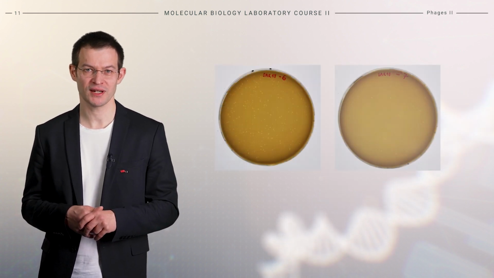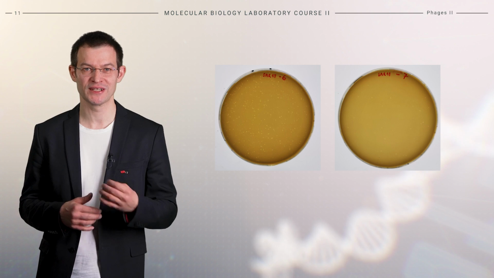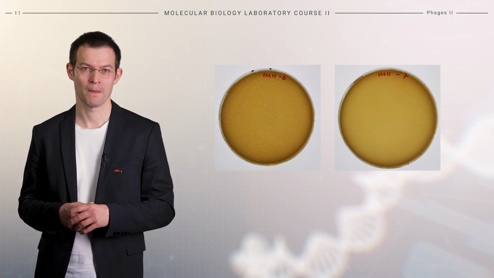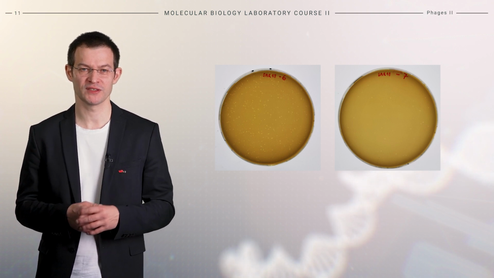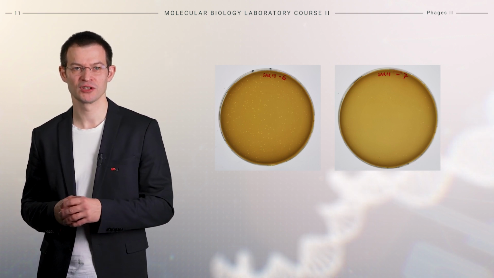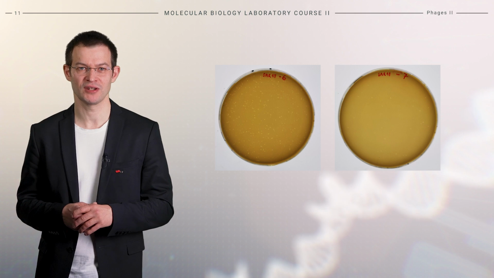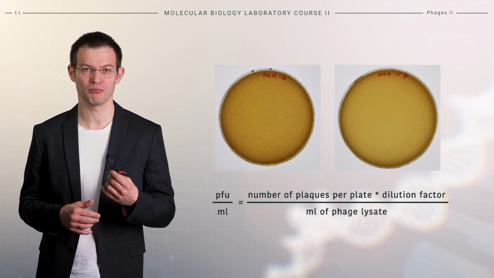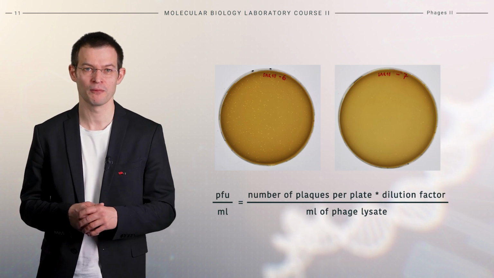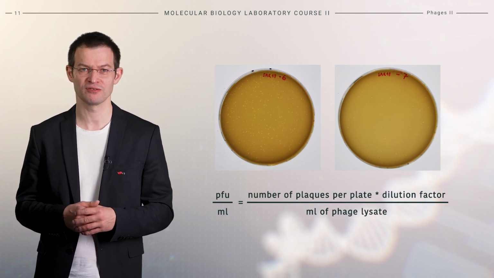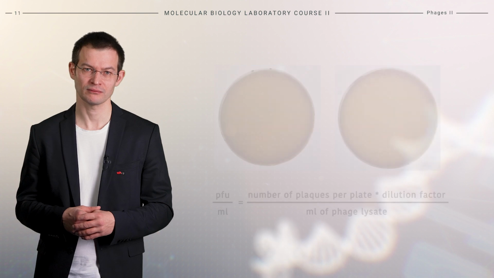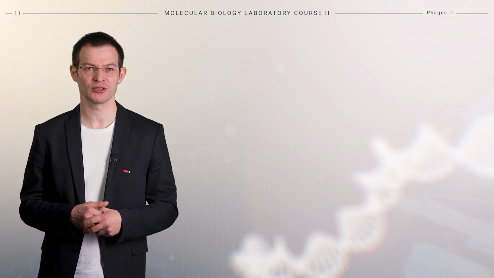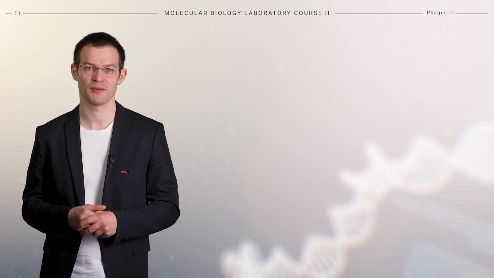To determine the phage titer, we now need plates with clear and countable plaques. These are selected and counted. Using the volume of the phage suspension and the dilution factor, we can calculate the phage titer. This formula helps us to determine the number of plaque-forming units, or PFU, per milliliter of the original phage suspension. With this information, we can carry out the actual transduction of the recipient strain.